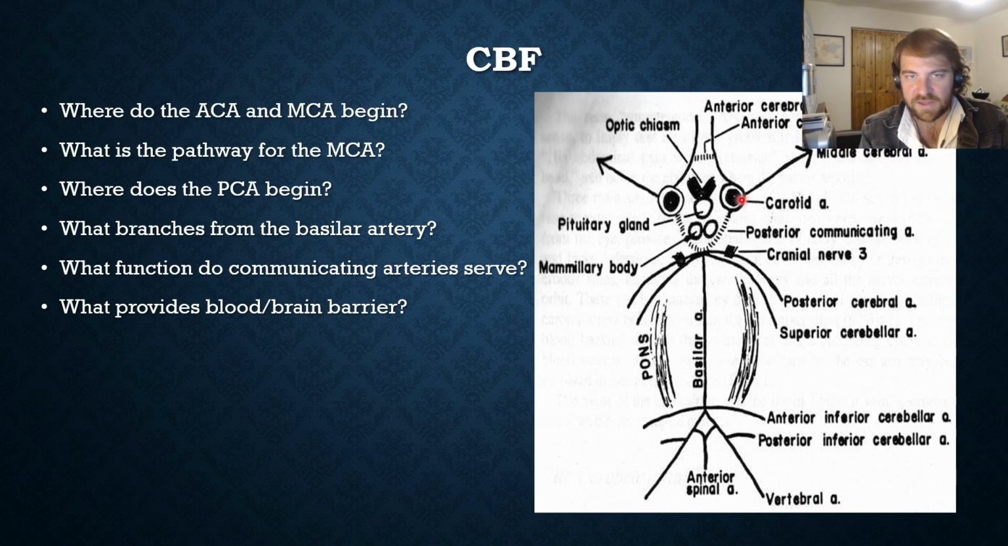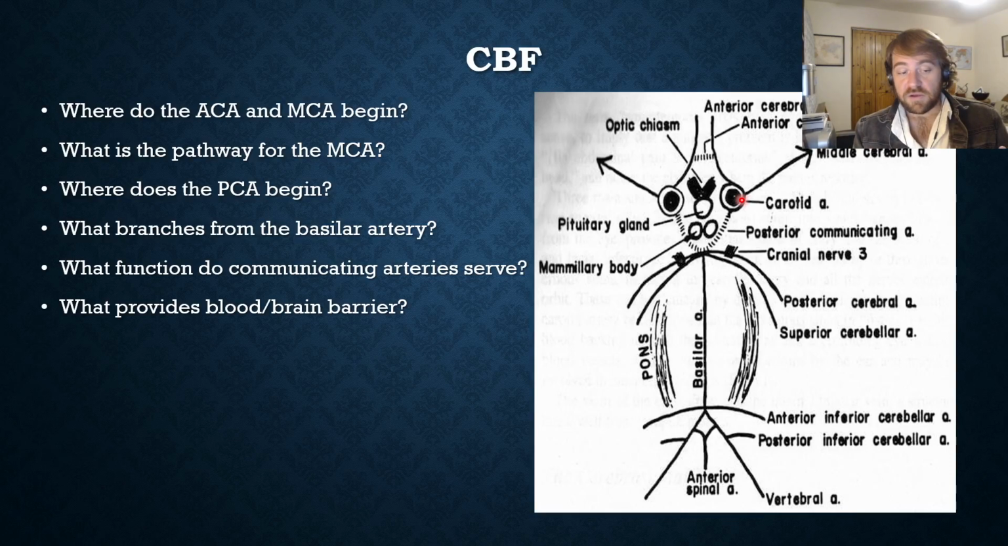Where does the PCA begin? Basilar artery, right? If you already have taken 311 or you're taking it concurrently, don't get the basilar artery confused with the basilar membrane. Two very different things. Okay, so what branches from the basilar artery? The PCA, obviously, but since we've already answered that question about the PCA, what I'm looking for here is also the cerebellar arteries. You don't need to know which ones for the exam, but know that the cerebellar arteries are also branching from the basilar artery.